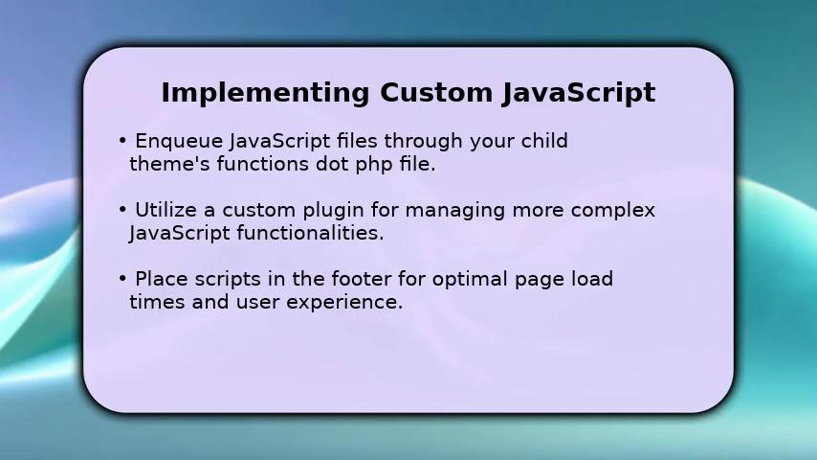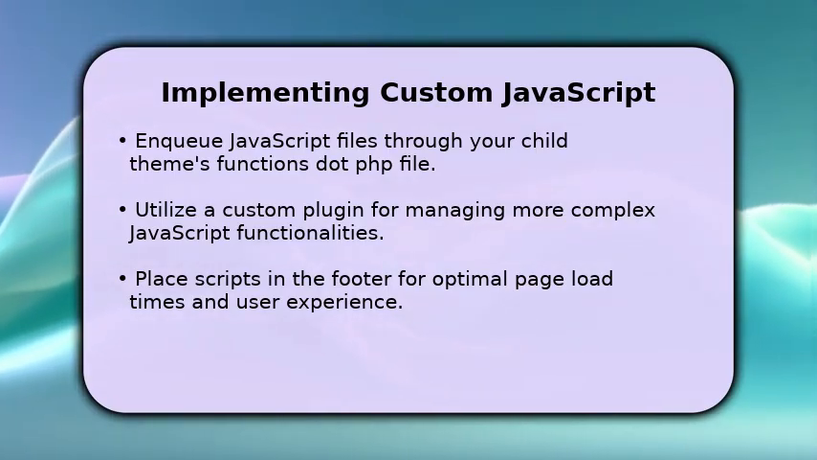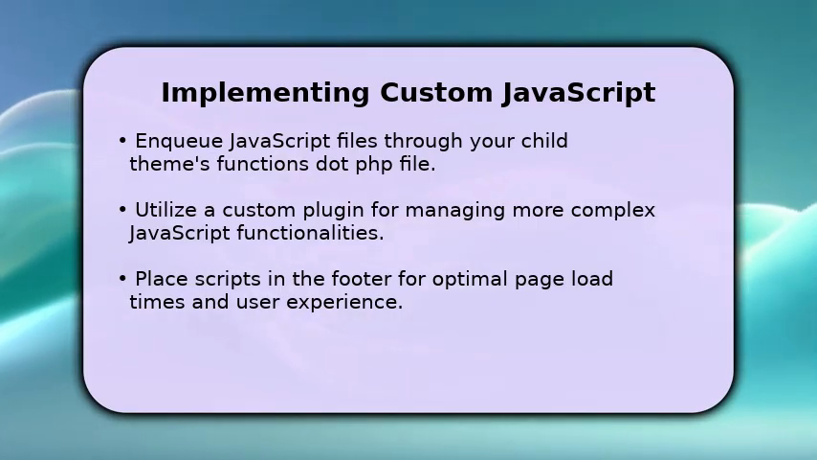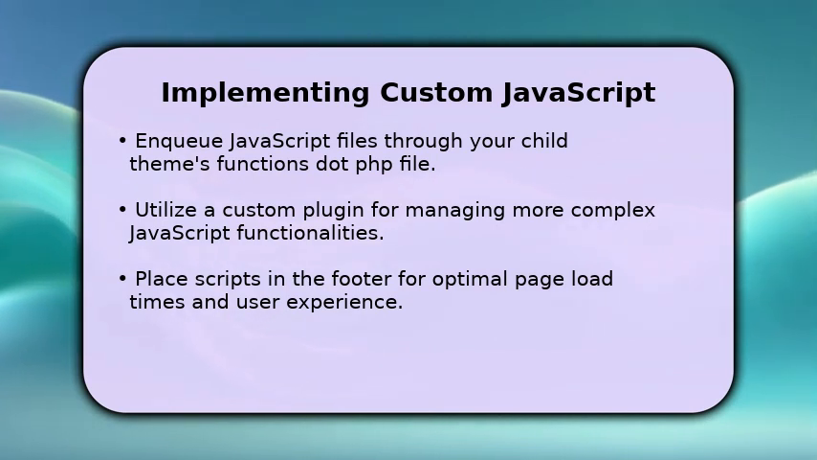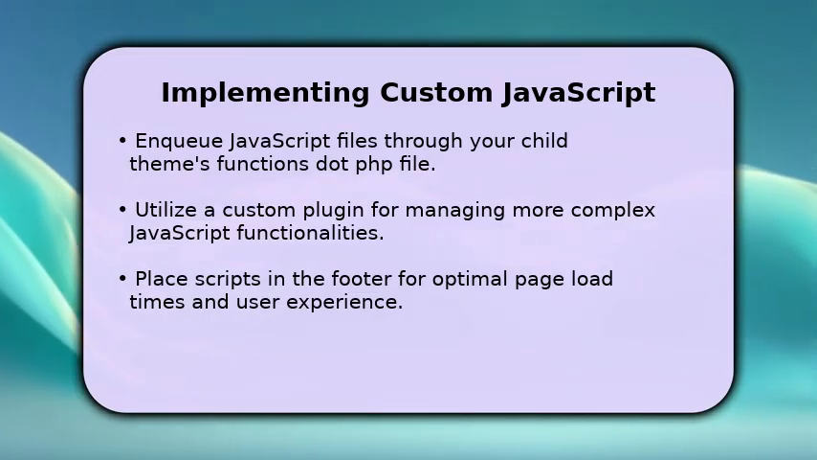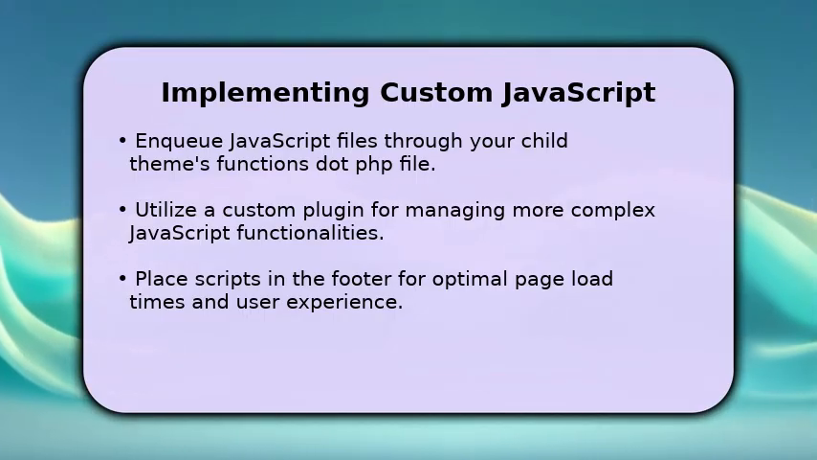Integrating custom JavaScript adds dynamic interactivity to your WordPress site. The best practice is to enqueue your JavaScript files using your child theme's functions.php file. For more intricate scripts or site-wide functionalities, consider creating a small custom plugin. Always aim to load your scripts in the footer of your site to ensure content renders quickly, providing a smoother user experience.